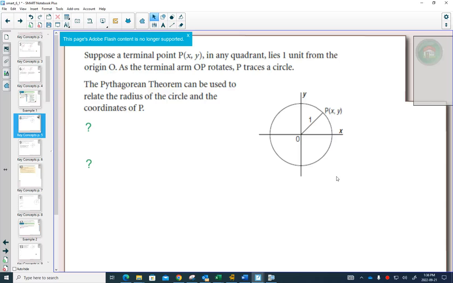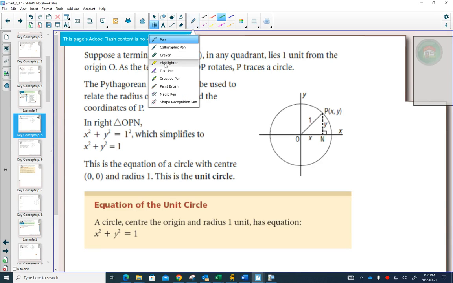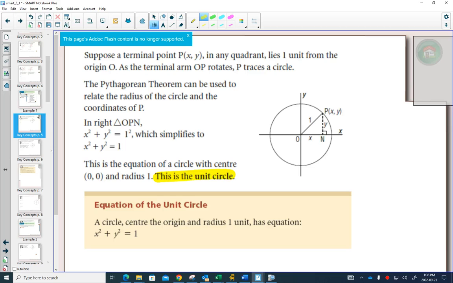At the bottom of page 469, they draw a circle, and this circle has a radius of 1. The first thing we're going to do is highlight what this is called. This is called the unit circle because its radius is 1 unit, so its name is the unit circle.